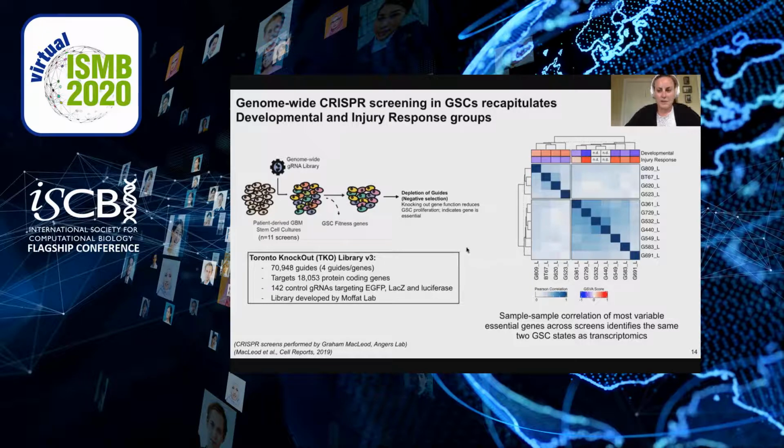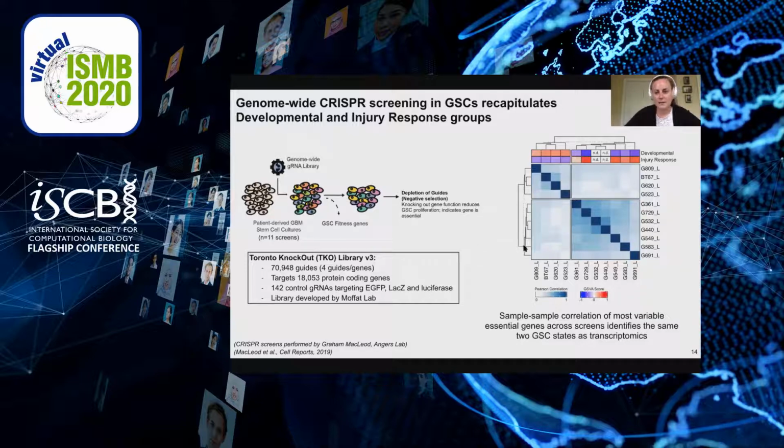So next, to help us interpret what this gradient that we identified in the transcriptomics data means, we collaborated with the Angers lab at the University of Toronto with his really great postdoc, Graham, to help us do some genome-wide CRISPR screening in a collection of 11 GSC cultures. So to do this, we used the Toronto knockout library, which is basically a genome-wide knockout screen to help us identify which genes are essential for proliferation or functionally essential within these different cultures.